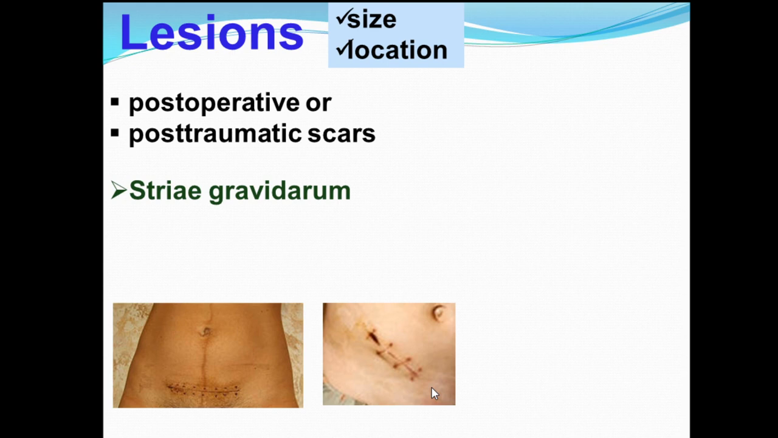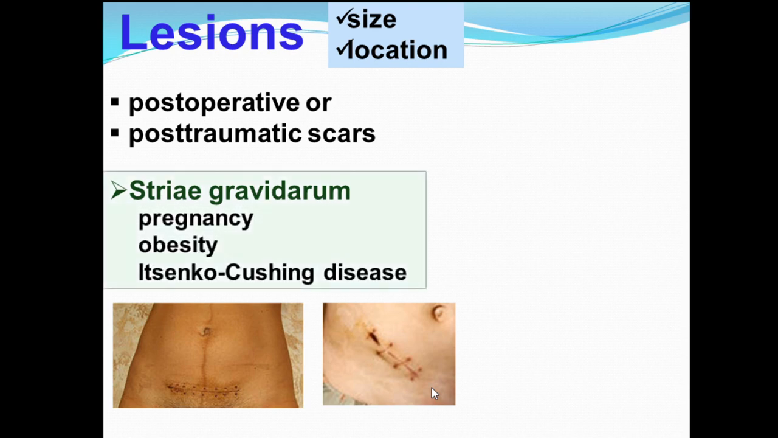Usually its cause is weak connective tissue, which is intensively dilated with formation of specific lesions of the skin, striae gravidarum. They appear in some women after pregnancy, and are characteristic for patients with obesity who periodically lose significant weight, then again increase, again lose and increase, and the skin cannot adequately respond to the change of body size. And it may appear as a complication of Itsenko-Cushing disease, a specific endocrine pathology.